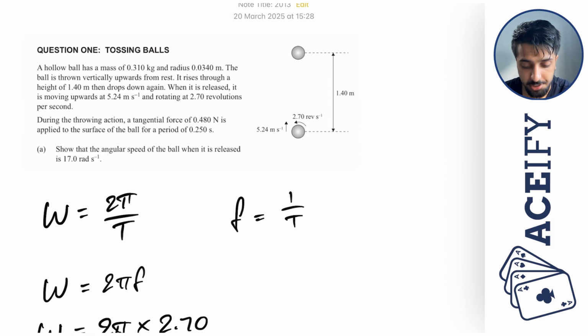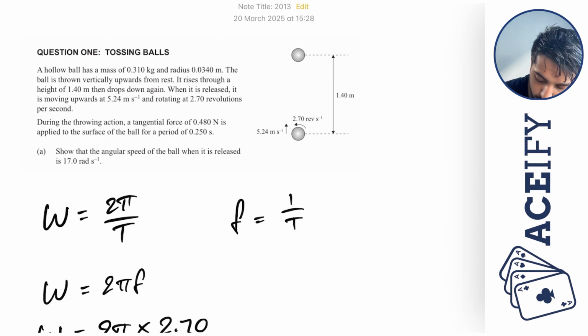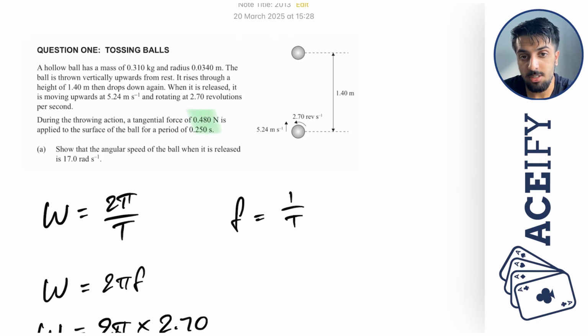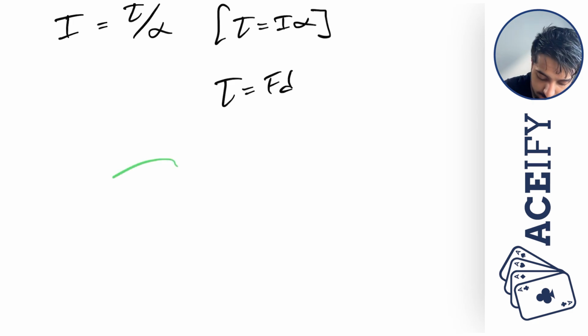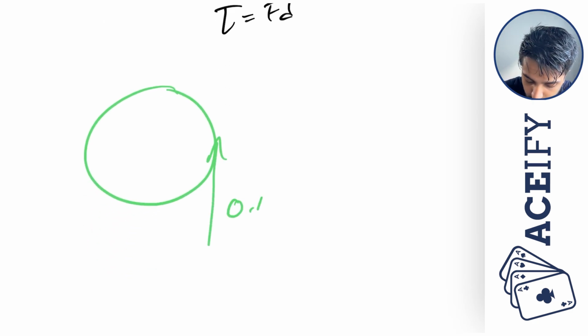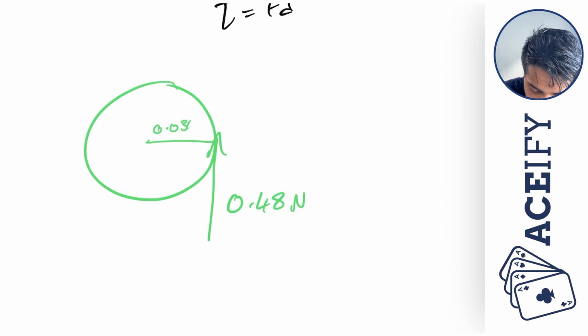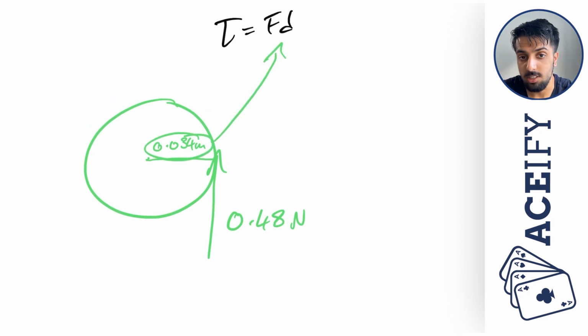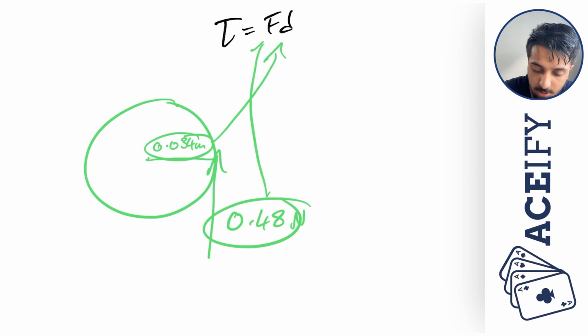If we go back up to our diagram, we can see that a tangential force of 0.48 newtons is applied, and the radius of the ball is 0.034 meters. So if we have a ball, a force is applied right here of 0.48 newtons, and the distance from its center of mass, which is the radius of the ball because the balls are uniform, is 0.034 meters. This distance and this force are what we're going to use in our equation.